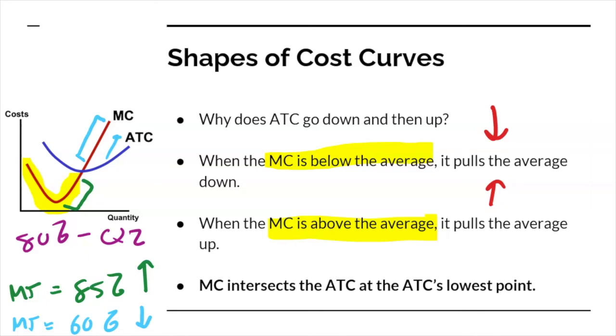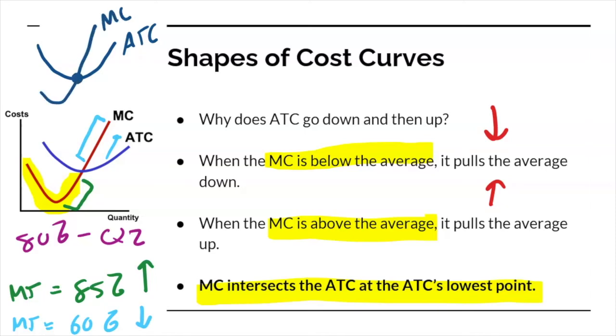And so here, I guess the core of it is what's bolded at the very bottom. The marginal cost curve is always going to intersect our ATC at the ATC's lowest point. So whenever you're drawing your average total cost curves, and we'll do this in dark blue, your ATC is always going to look like a smiley face. Your marginal cost should always intersect at the minimum point of our ATC.